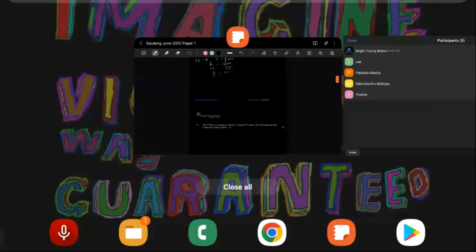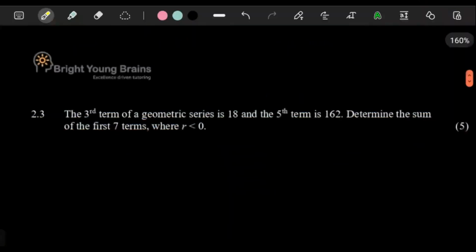Nope. So 2.3 says, for 5 marks, the third term of a geometric series is 18, and the fifth term is 162. Determine the sum of the first 7 terms where r is smaller than 0. So with these questions, you don't want to overcomplicate it. These are the kinds of questions you read once and then you're like, okay, fine, and then you have to read again while making notes. So as you read, you have to write something.